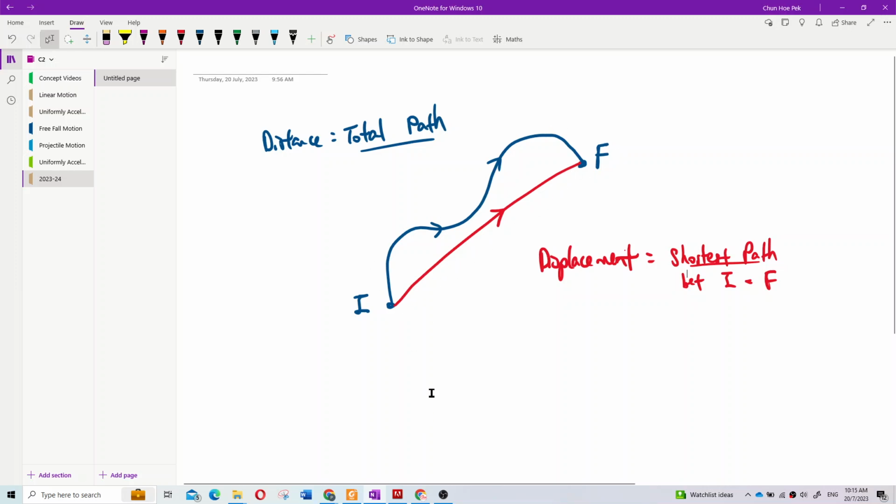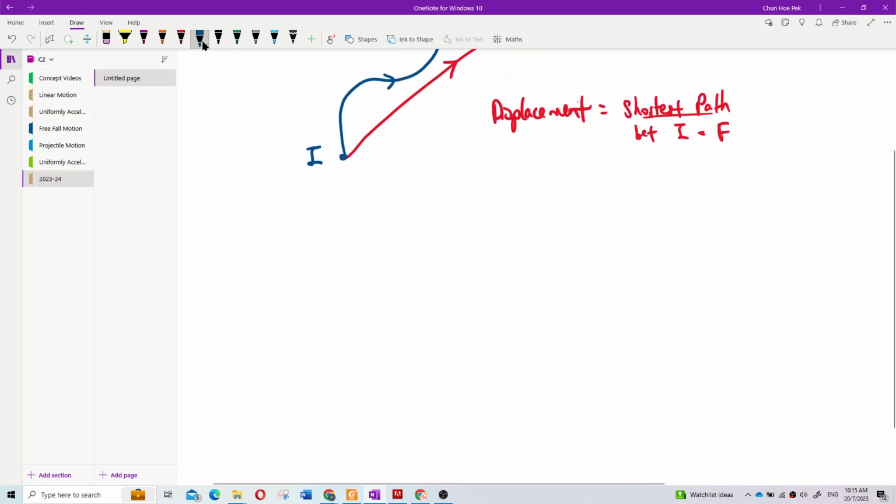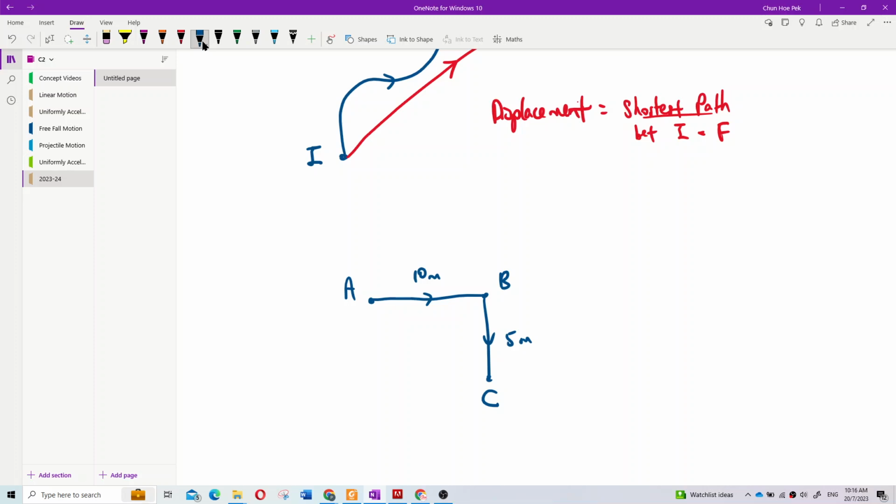Okay. So for example, class, I want to ask you one question. Let's say I move from point A to point B 10 meters, and then I move to point C another 5 meters. So what is the distance I've moved, class? Total distance I've moved. 15 meters, which is 15 meters. Okay. But displacement?